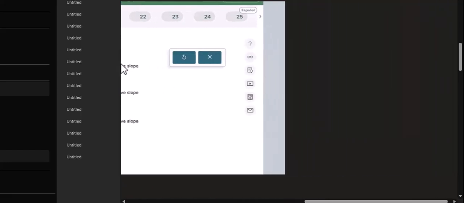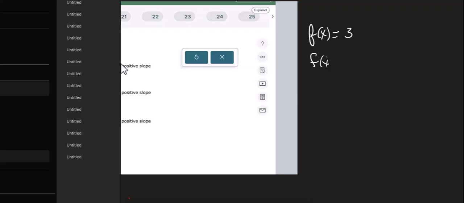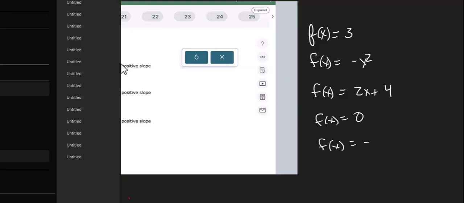Types of graphs. So you're given f of x equals 3, f of x equals minus x squared, f of x equals 2x plus 4, f of x equals 0, f of x equals -1/2 x plus 3, f of x equals x squared plus 2x. Okay. Just a number, no x at all, horizontal line.